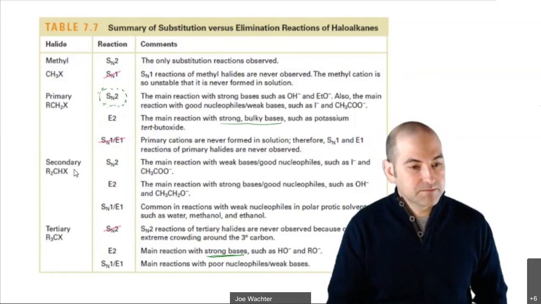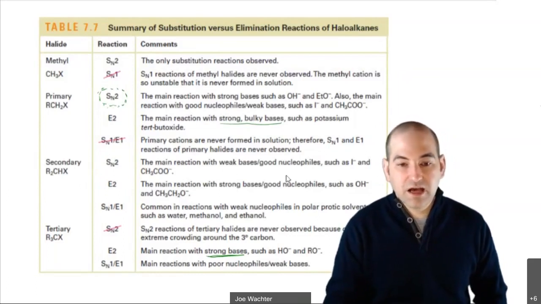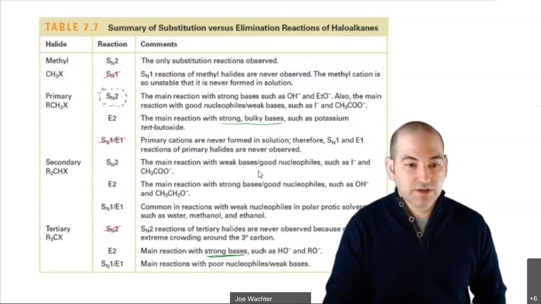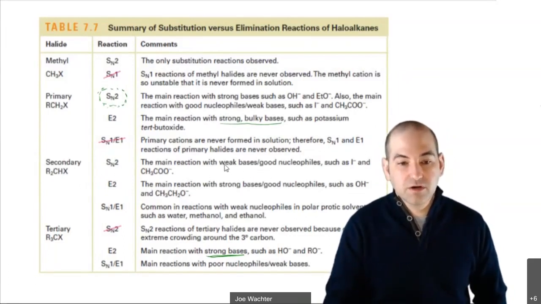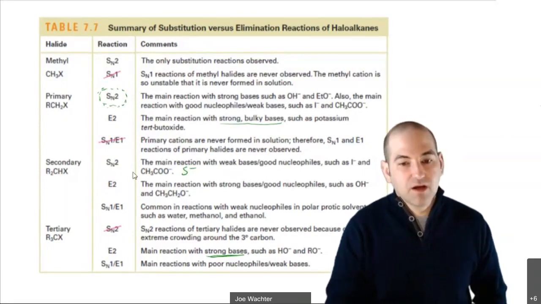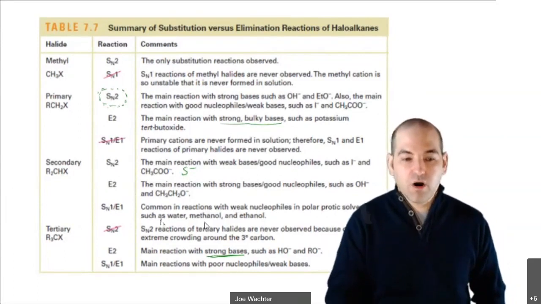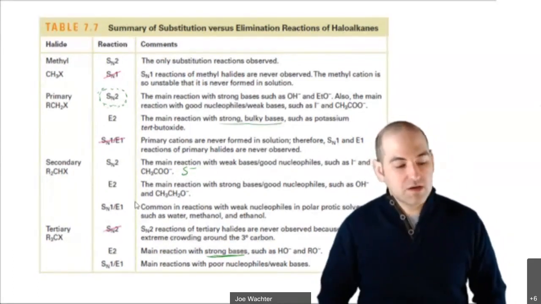So then in a secondary situation, that's where it gets kind of messy and you can kind of have everything. So look here and see that it's again going to depend on the nucleophile as well as the solvent. Nucleophiles that are weak bases, like I-, acetate, things like sulfide bases, are going to favor SN2. Somewhat stronger bases, like oxide bases, are going to favor E2. Weak nucleophiles and polar protic solvents, like water, methanol, ethanol, that's going to be SN1/E1.